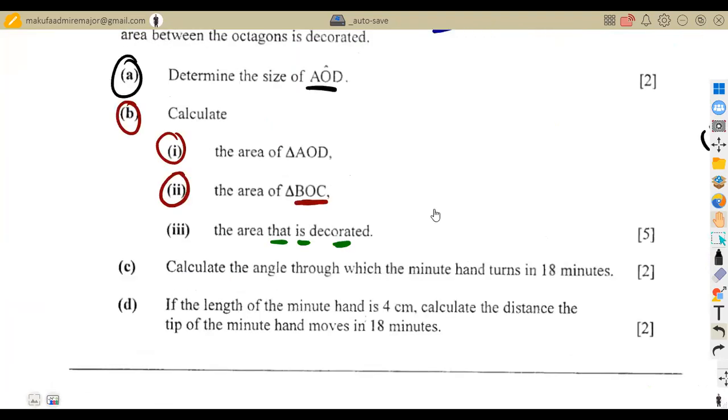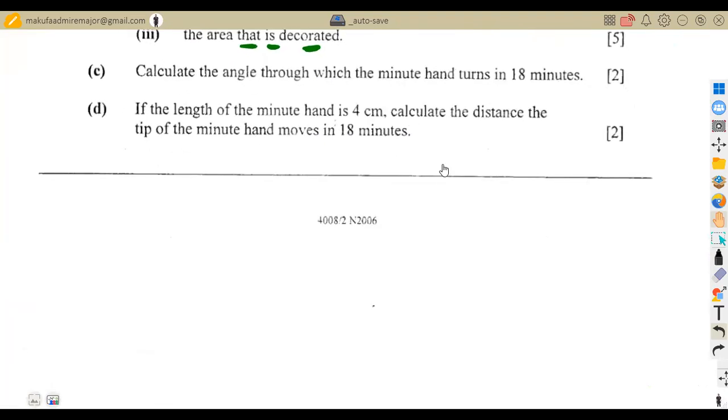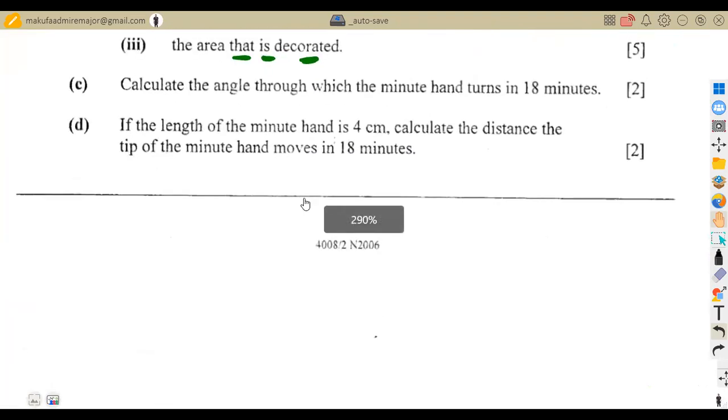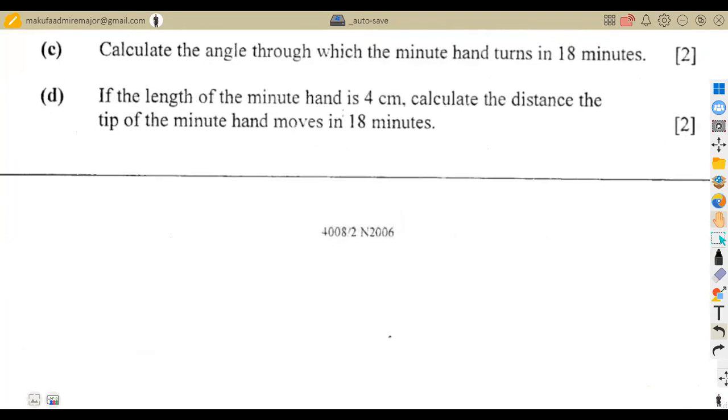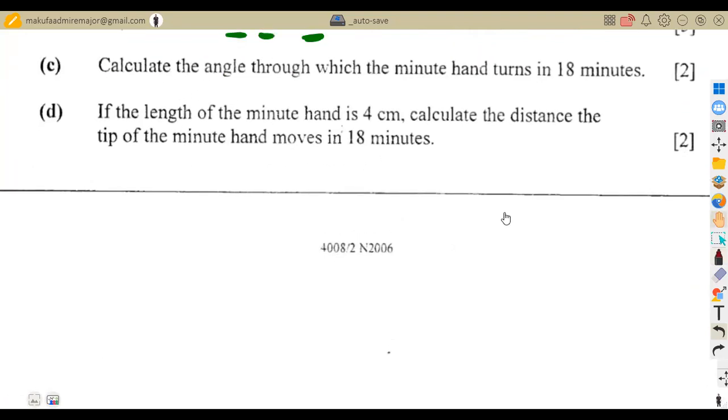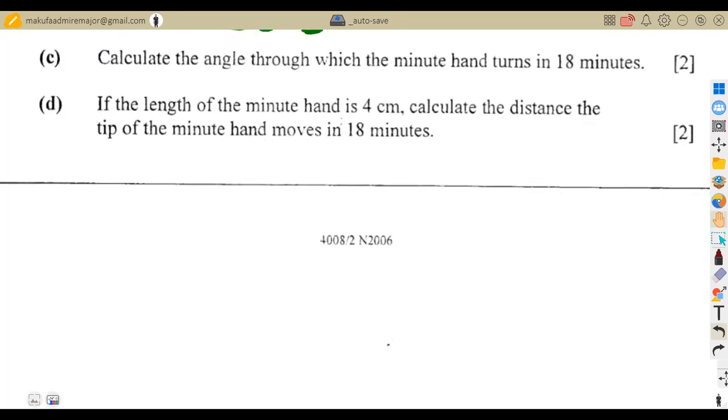All right, so let us check the other part, which is part C. Part C is not about even this watch that we see. It's actually a separate question on its own. We are given: calculate the angle through which the minute hand turns in 18 minutes. The angle through which the minute hand turns in 18 minutes.